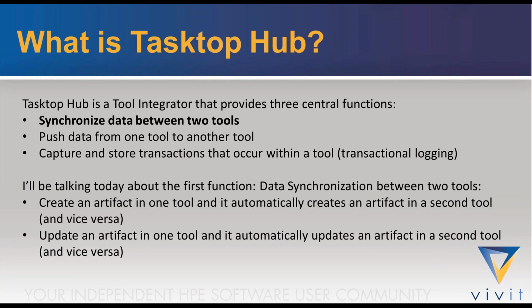Well, it's basically a tool integrator, and it provides 3 central functions. The primary one that I'm going to be speaking about today is this ability to synchronize data. So I'm going to show you how Tasktop Hub can synchronize data between Micro Focus ALM and Atlassian Jira, how you can create an artifact in ALM, and Hub can then automatically create that in Jira, and then it keeps those artifacts in sync so that if you make any updates on one artifact, it can then update that in the other. And then Hub can do a couple of other things, like you can push data from one tool to another and kind of as a generic endpoint.